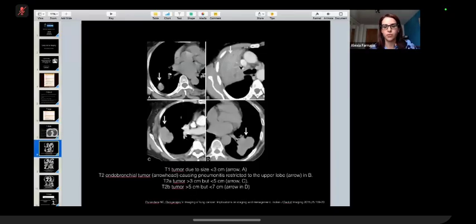So here we have a few more examples. A T1 tumor, less than 3 centimeters over here. A T2 endobronchial tumor causing pneumonitis and collapse restricted to the upper lobe. So this is a T2 tumor. And then, based on size, a T2A tumor and a T2B tumor, on the basis of size, because this measures more than 5 centimeters, but less than 7 centimeters.